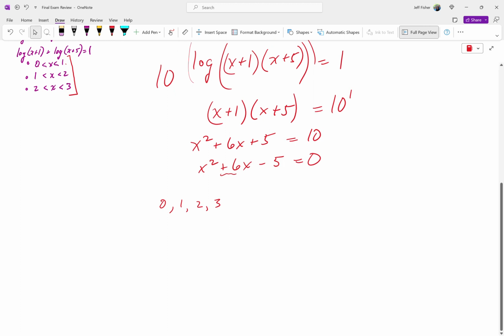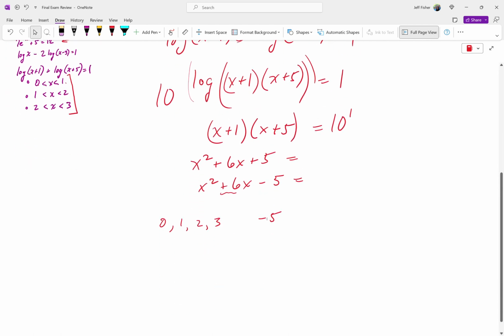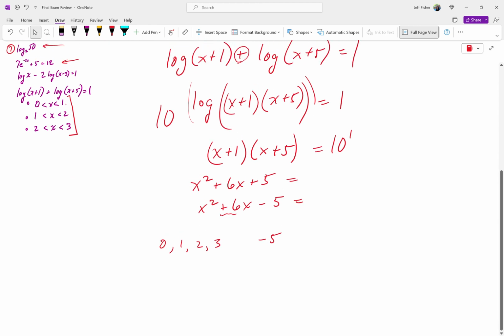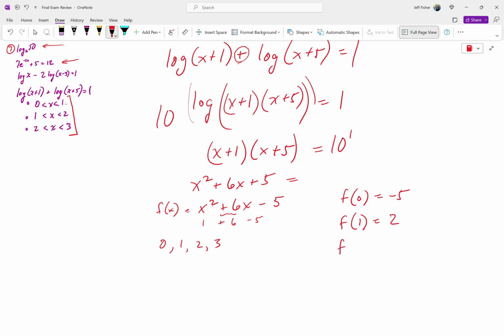Okay? We'll plug in 0 and we get negative 5. We're going to evaluate this function at each of these different values. And so when we evaluate it at 0, we get f of 0 equals negative 5. f of 1 equals 1 squared, which is 1, plus 6 minus 5. That's going to be 7 minus 5. That's going to evaluate to 2.